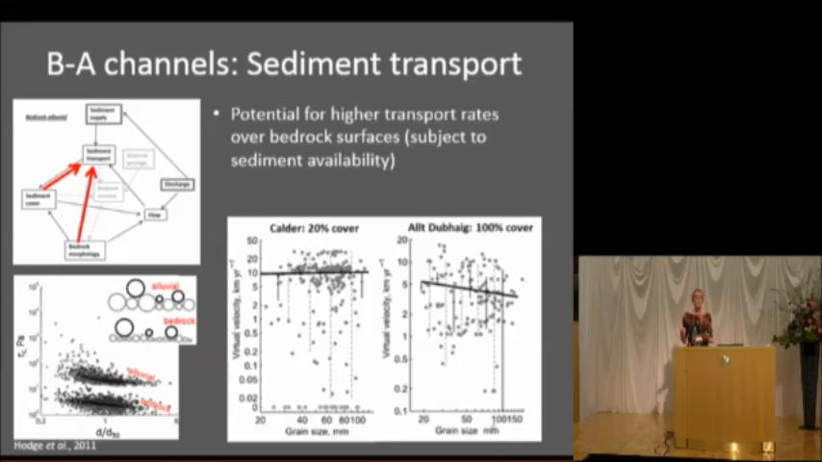And we could hypothesize that this could mean that bedload fluxes in bedrock alluvial systems will also be a lot higher because we've got this higher virtual velocity. But clearly this is in some ways going to be tempered by the fact that bedrock alluvial systems are by definition undersupplied with sediment, and so the total sediment supply will be less.